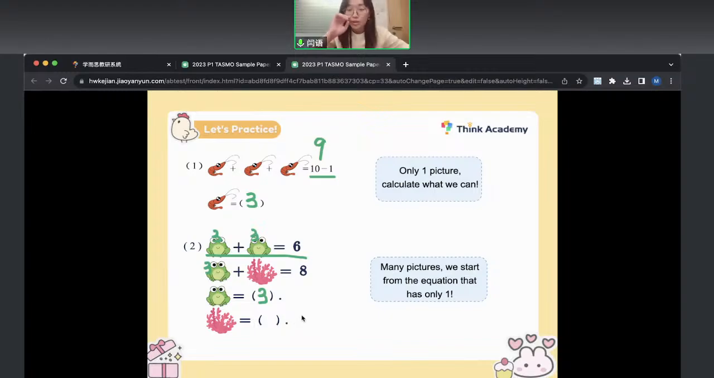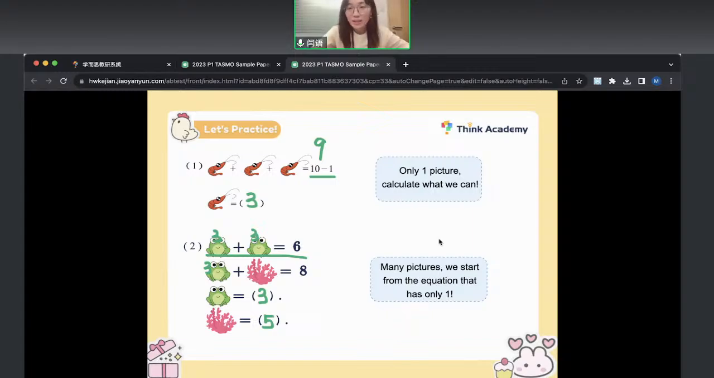We already know that 3 plus something equals 8. So what is the missing number? That is 5. Okay? I see some of you got 3, 3. No, that is 3 and 5. Okay? So here you see, when there are many pictures, what should we do? We start from the equation that has only one picture. Understand?